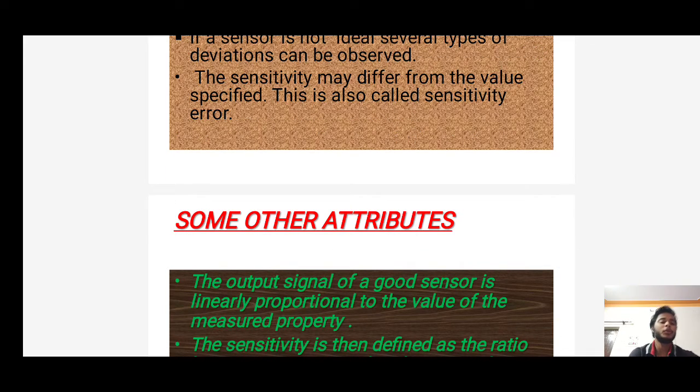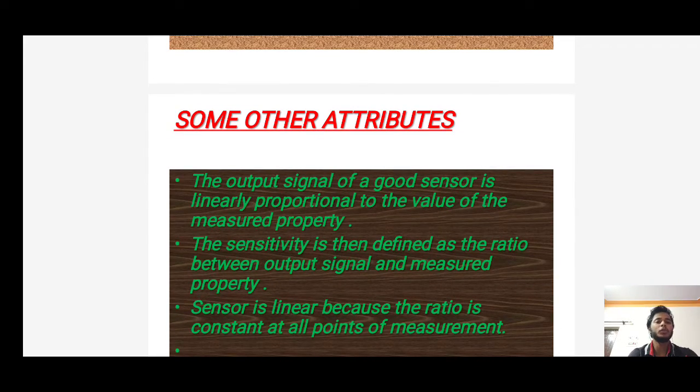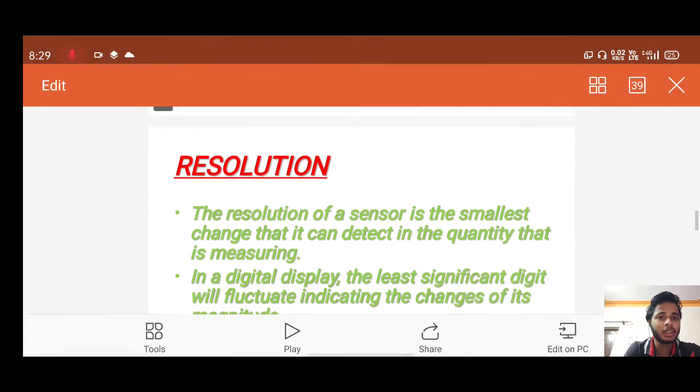And some other attributes of a sensor are: the output signal of a good sensor is linearly proportional to the value of the measured property. The sensitivity is then defined as the ratio between output signal and measured property. The sensor is linear because the ratio is constant at all points of measurement.